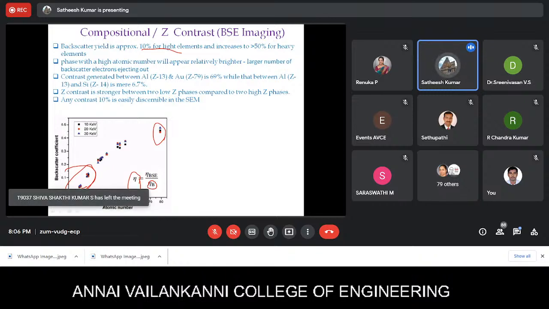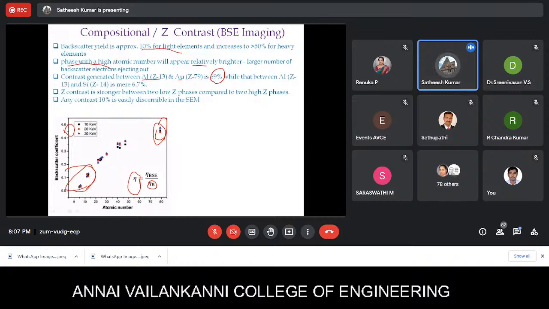So what happens is the phase with a high atomic number, for example, if you are getting an electron scattered from here, will appear relatively brighter. That indicates that you are getting a large amount of electrons scattered from this particular element or material with a high atomic number. A good example: aluminum has an atomic number of 13, and gold has an atomic number of 79, and the contrast between them is around 69%.